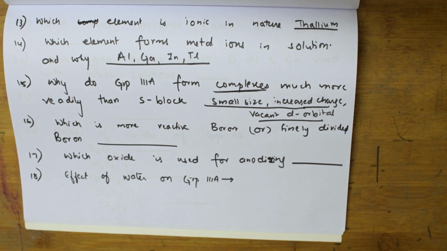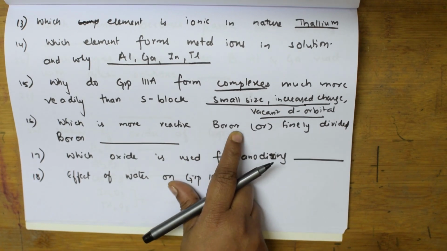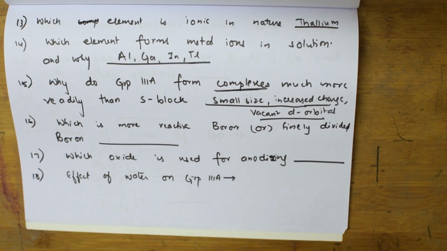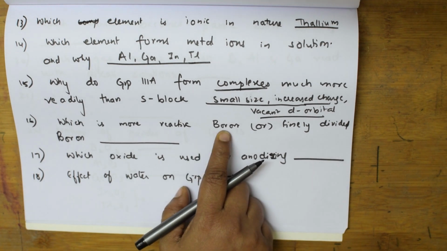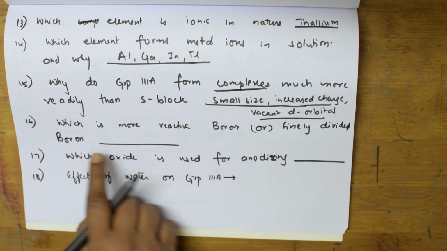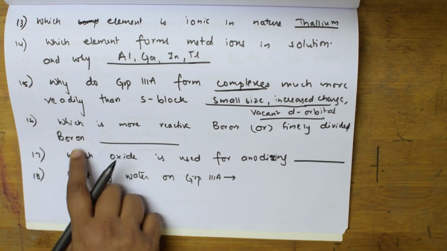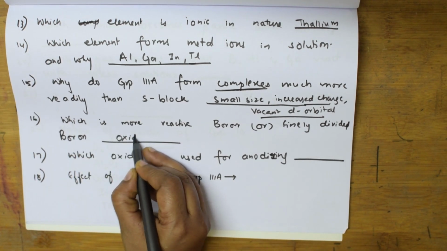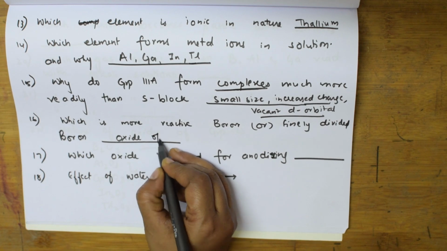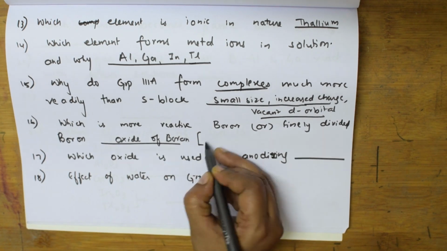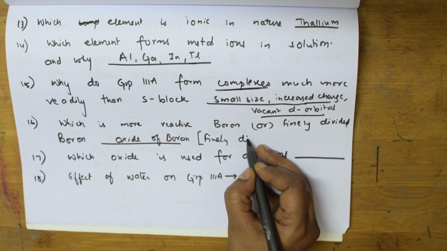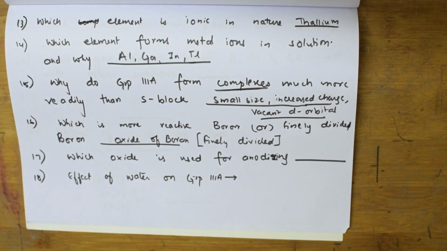Next question, students. 16th question. Which is more reactive, boron or finely divided boron? Basically, whichever is finely divided, always remember it is more reactive. Why? Because the surface area will be more. Among these two, boron is non-reactive, but finely divided boron is more reactive. Oxide of boron, that is finely divided, is more reactive. As I told you just now, surface area is more.